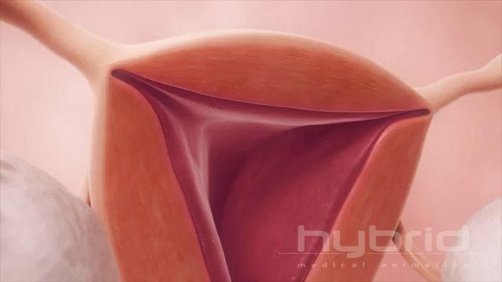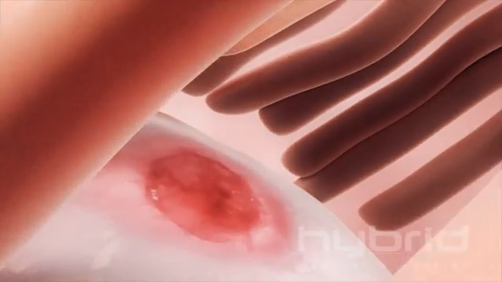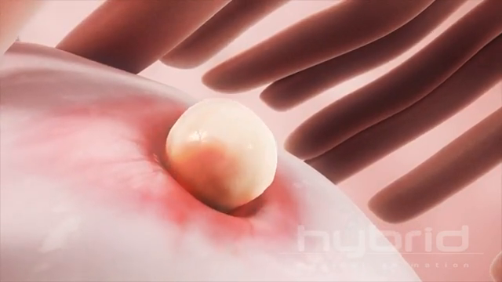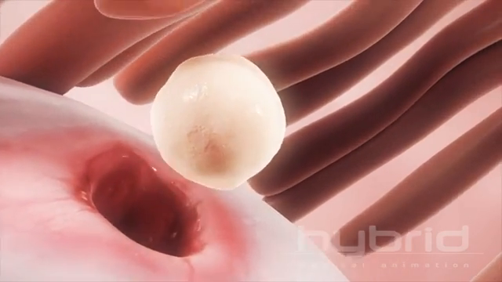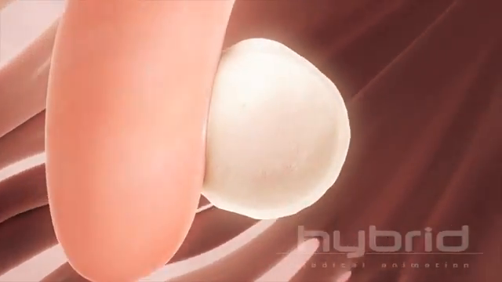The pituitary gland in the brain stimulates one of the ovaries to release an egg. The wall of the ovarian follicle ruptures at the surface of the ovary. The egg is released. Finger-like structures called fimbriae sweep the egg into the neighboring fallopian tube.